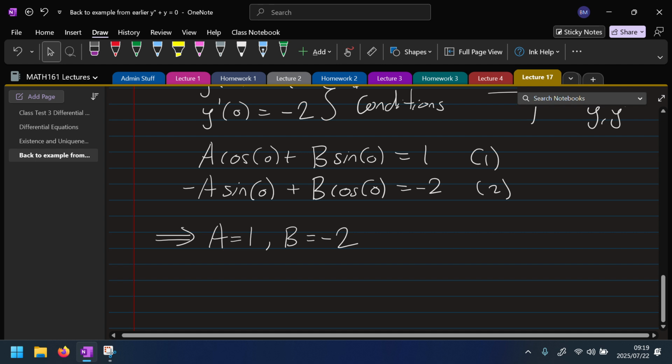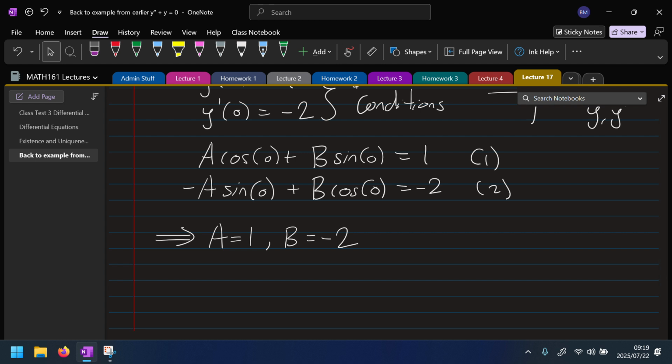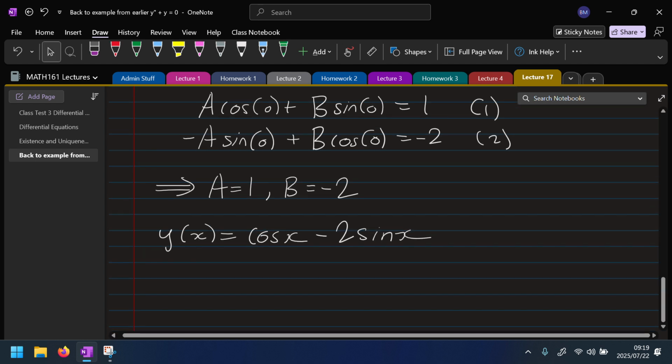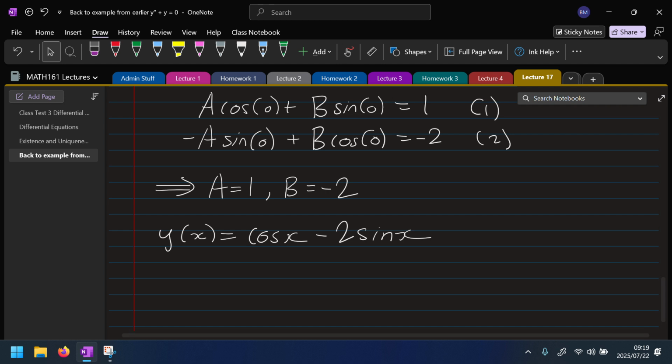Okay, so now we have the values of A and B. We can then write the final solution, which is unique. There's only one of them, because now we know A and B. So we can write y of x is A, which is 1, so it's going to be cos x minus 2 sin x, and that's it. No more unknowns. This is fully determined now. We call this the particular solution. So we've got the general solution, that's with the unknowns, and then the particular solution, that's with the unknowns filled in.